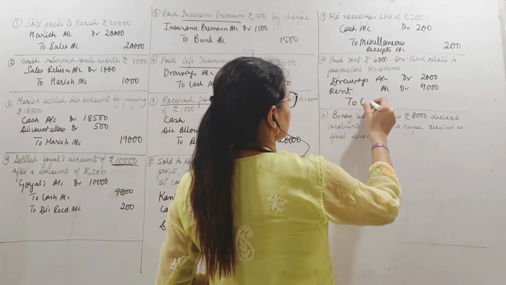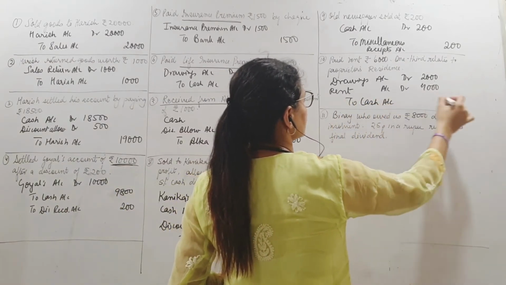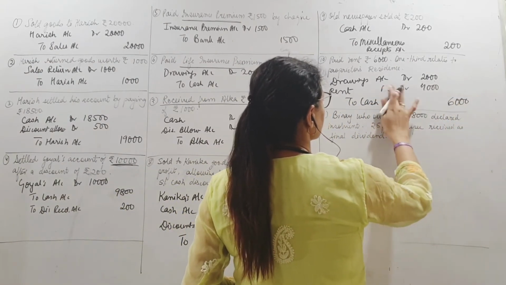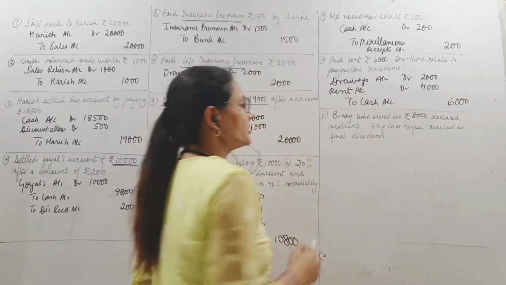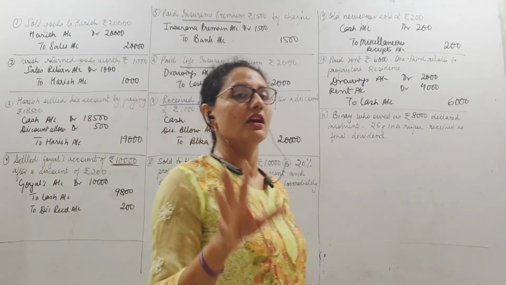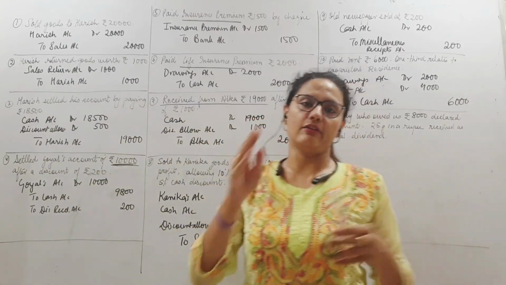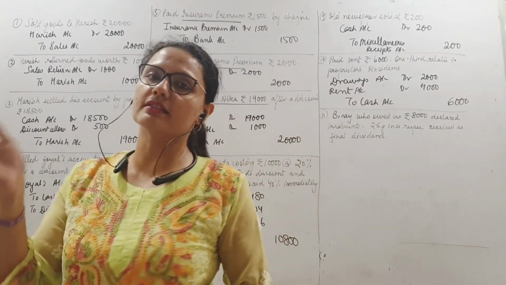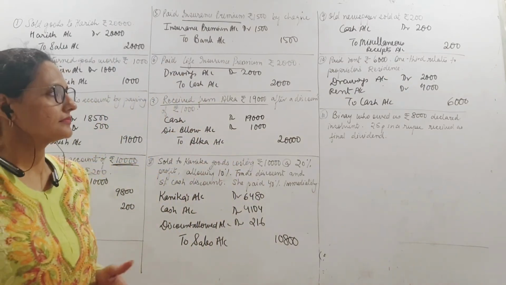Cash is going out completely, 6,000, right? So cash account will be credited with 6,000 because cash is reducing by the entire 6,000. Out of that, 2,000 is paid for the proprietor, 4,000 is paid for the business.